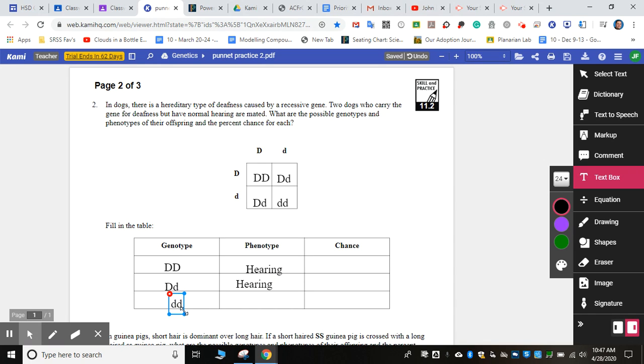The last thing we're going to look at, as far as genotypes and relating them to phenotypes, is little d, little d. A recessive trait will be shown because there's two lowercase letters. So what does that mean? It means that we will have deafness.